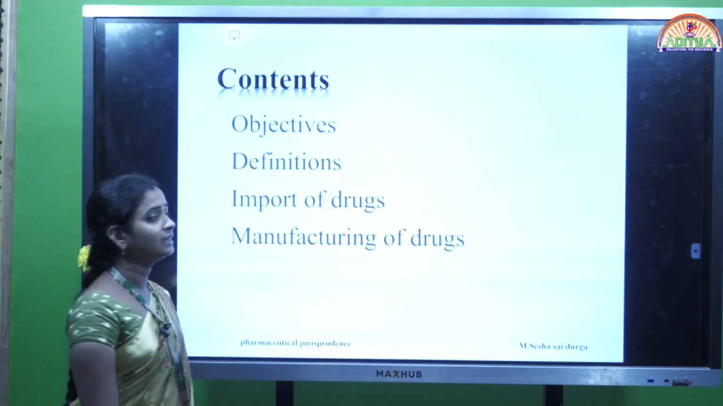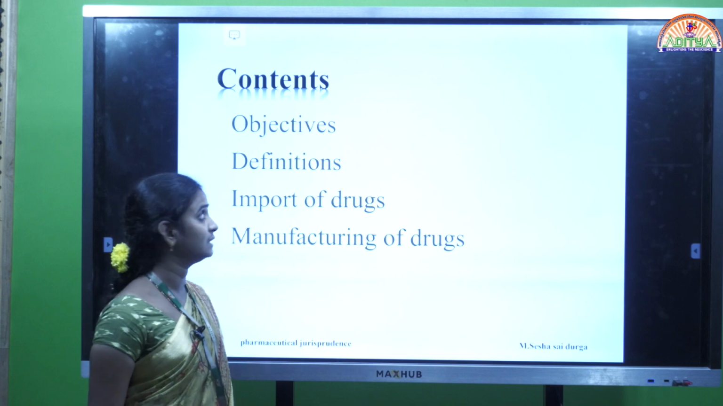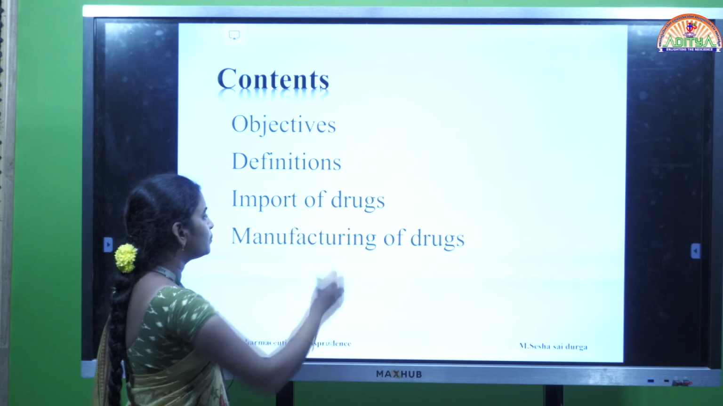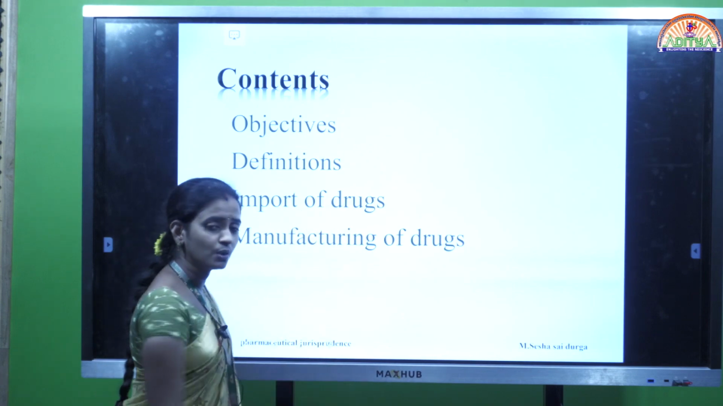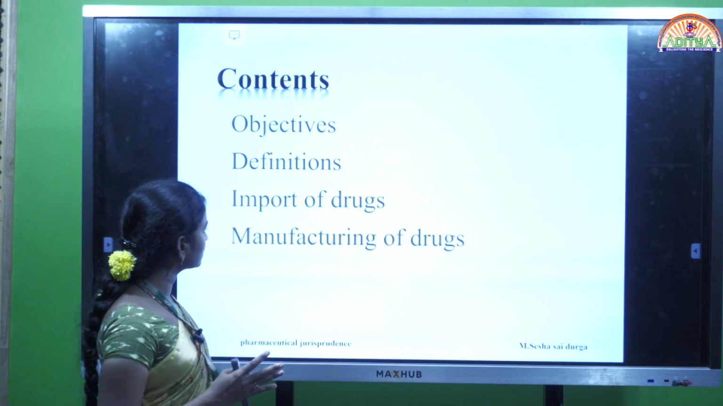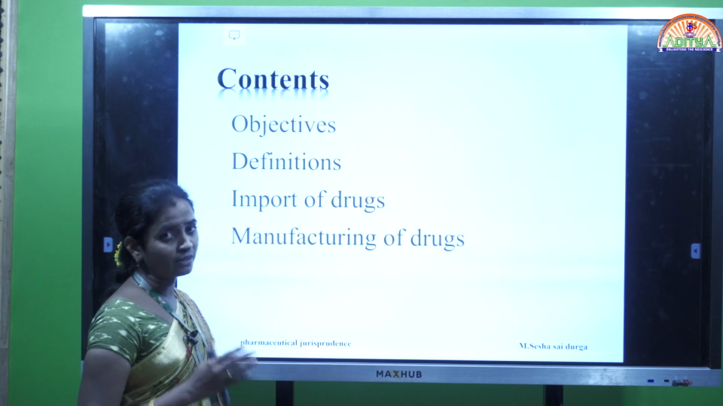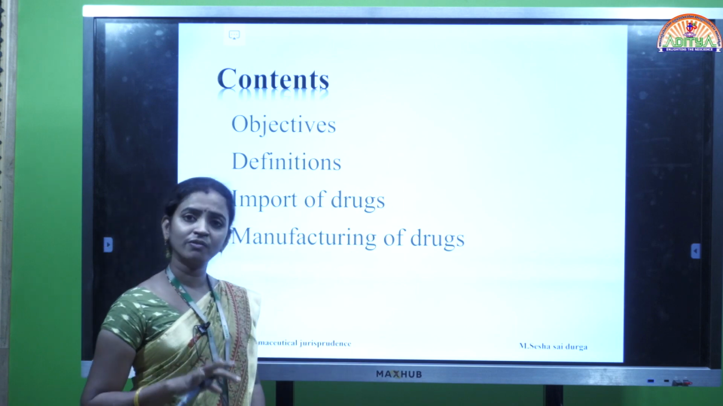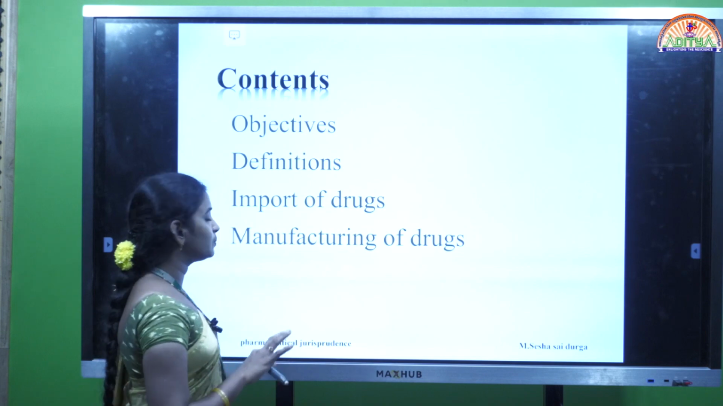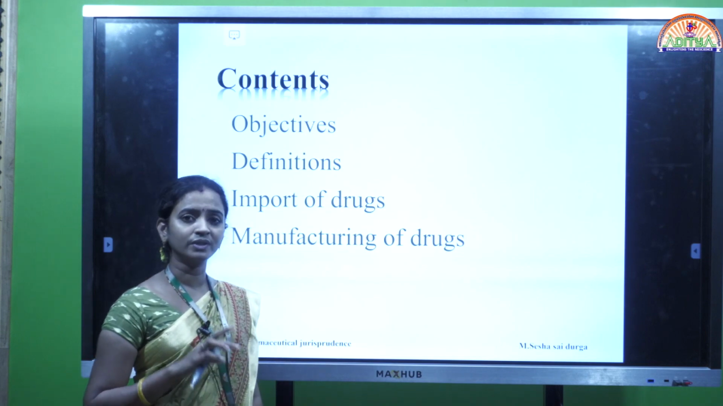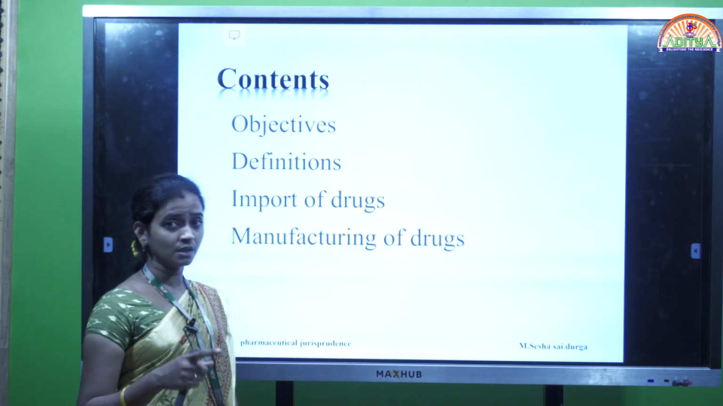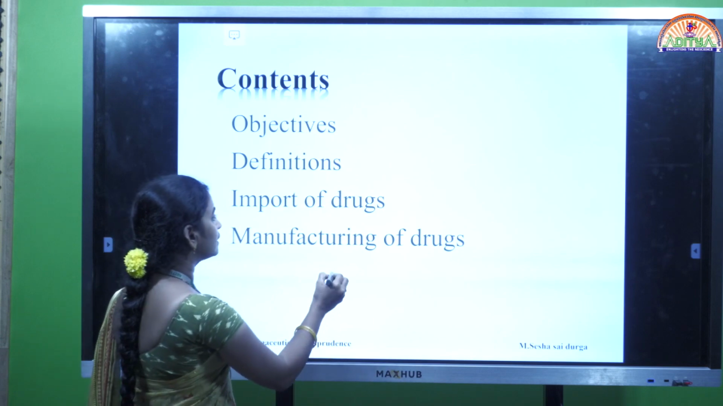So see here, in this Drugs and Cosmetics Act what we will learn: first one objectives, second one definitions, third one import of drugs, next one manufacturing of the drugs. So two activities here we will learn. What are the two activities? Import and manufacturing. So what are the procedures that should be followed for the manufacturing of the drugs and cosmetics, and in the same way what are the procedures that should be followed for the import of drugs and cosmetics. These two activities we will learn in this first unit, Drugs and Cosmetics Act 1940.